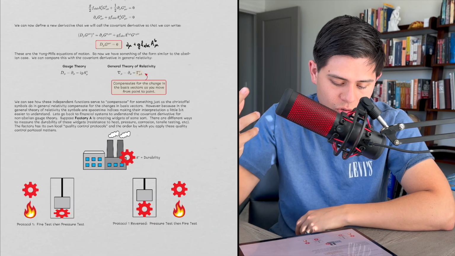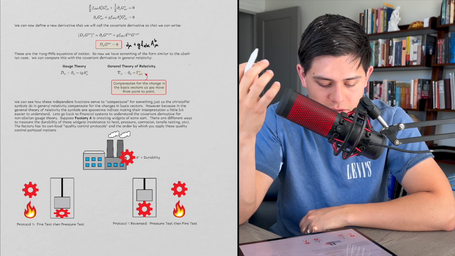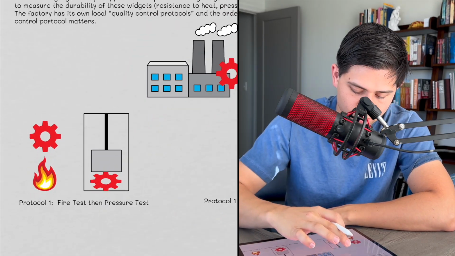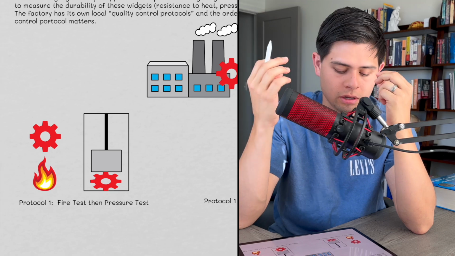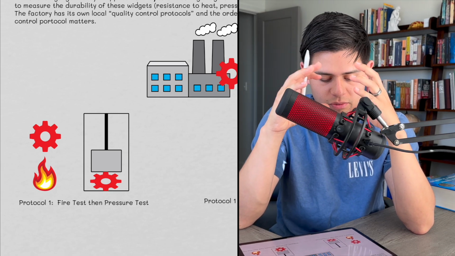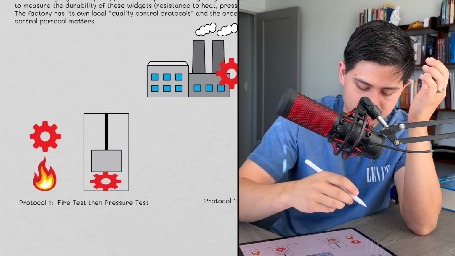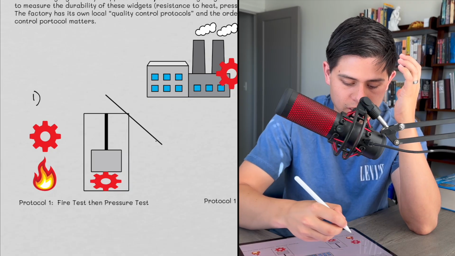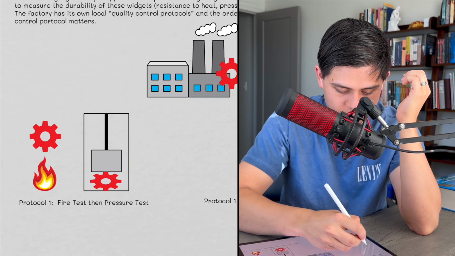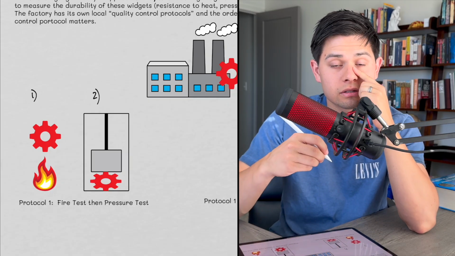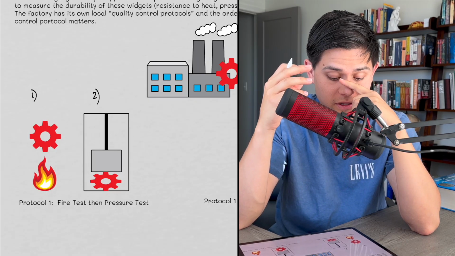The factory has its own local quality control protocol, and the order by which we apply the control protocols matters. So suppose we have protocol 1. We're in factory A using protocol 1. Protocol 1 says that we're going to do a heat test first on this thing. So this is step 1, and here's step 2. Step 2 is to measure its pressure strength, or tensile strength, whatever you want to call it.